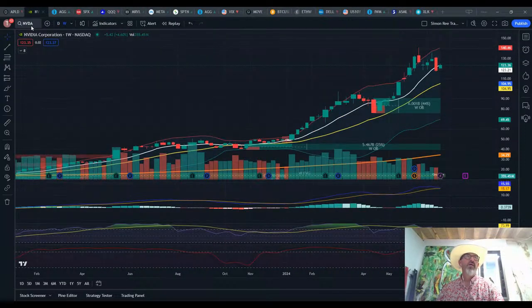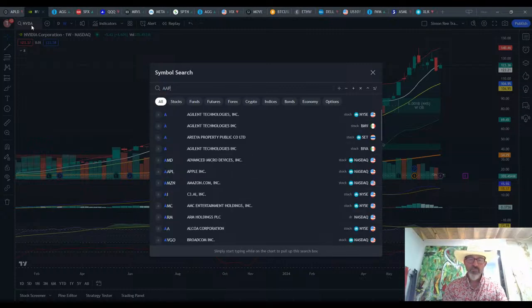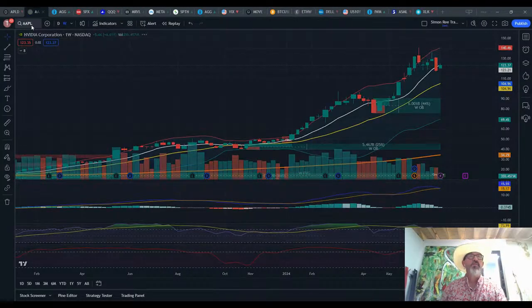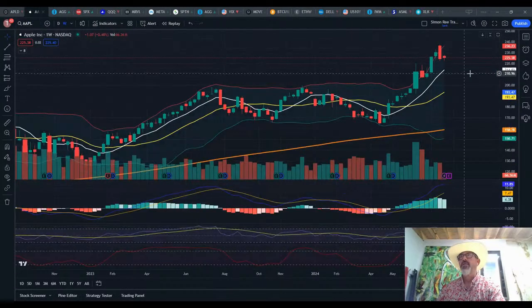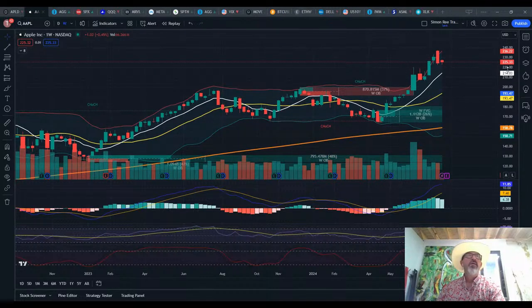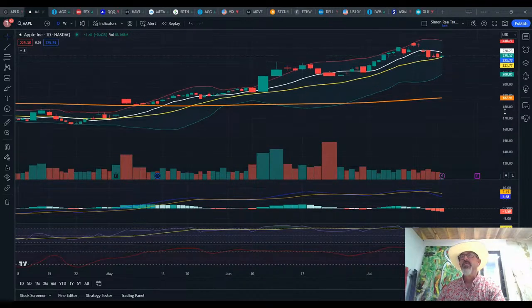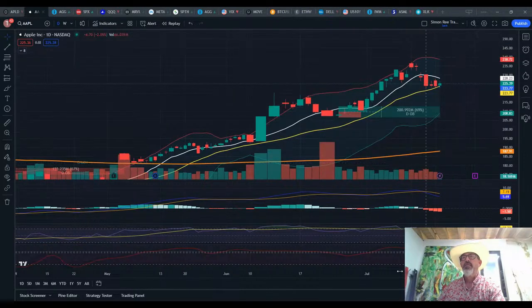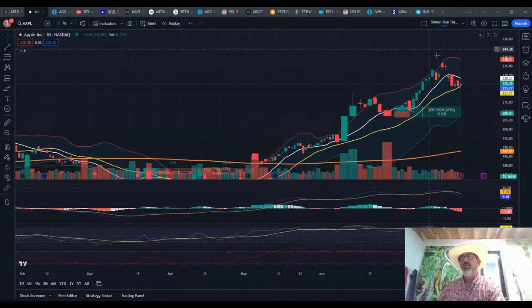All right, let's check out Apple real quick. And remind me, somebody asked me about ARM, and I'll go check that out in a second. But this is a daily chart of Apple. And once again, I look at this momentum south through the 9, off the 20. We're holding that.